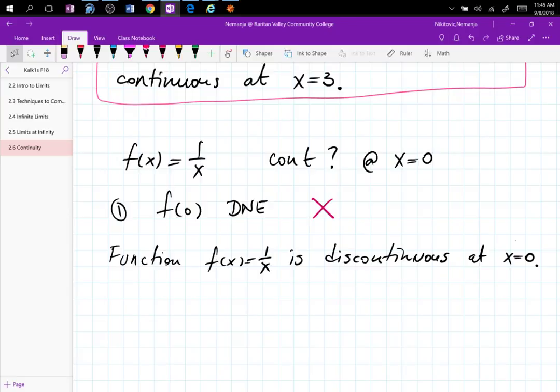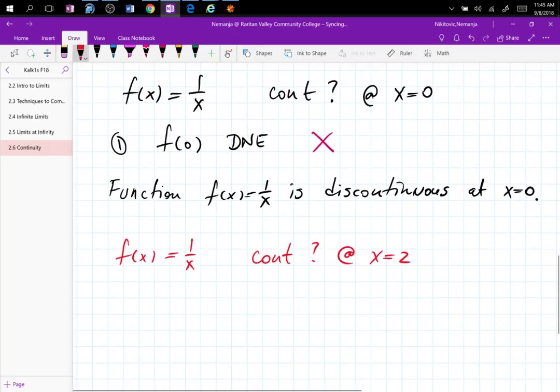Now, I'm going to do this problem in red because it's important. The function is f of x equals 1 over x, again, and the question is if it's continuous at x equals 2. And I hope you will say yes, because f of 2 is 1/2. That checks out.